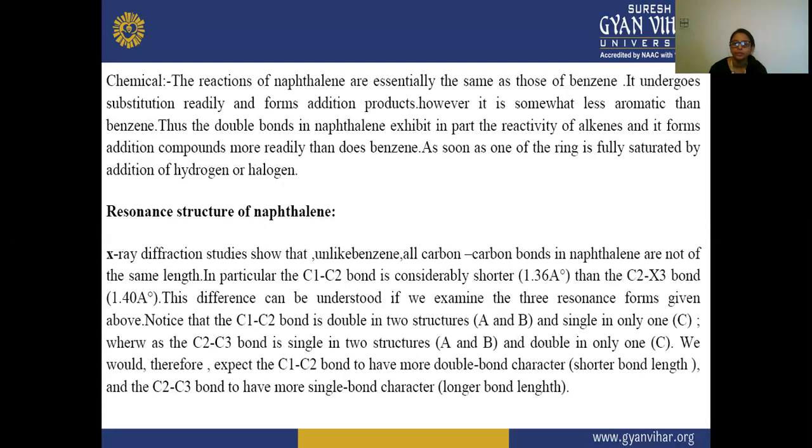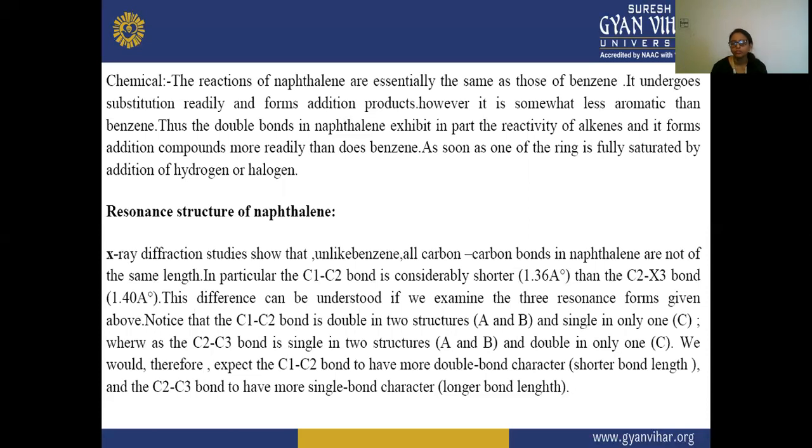Next, the chemical properties. The reactions of naphthalene are essentially the same as those of benzene. It also undergoes substitution readily and forms addition products. However, it is somewhat less aromatic than benzene. Thus the double bonds in naphthalene exhibit part of the reactivity of alkenes, and it forms addition compounds more readily than does benzene, as soon as one of the rings is fully saturated by addition of hydrogen or halogen.